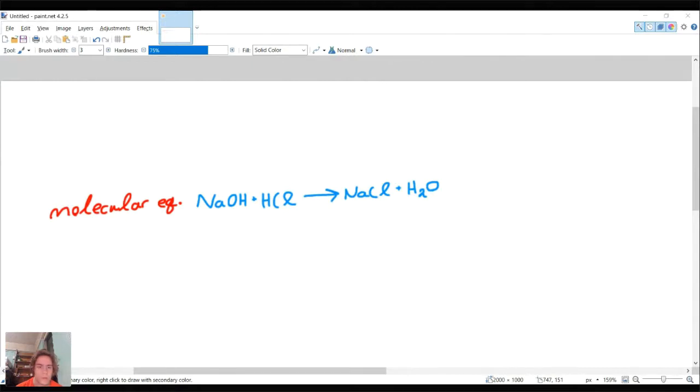So we have to start from the basis of a molecular equation. The molecular equation that I wrote down was the classic forming table salt and water, two things that are very edible, out of two things that are very toxic, sodium hydroxide and hydrochloric acid. And one of those I've actually gotten in my mouth before.